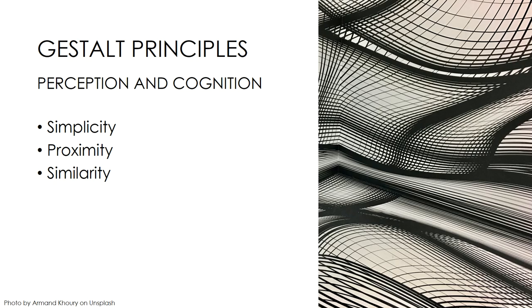We as humans are always looking for patterns, form, and structure. So from this idea, there's a set of rules for human perception called the Gestalt principles. There are a handful of these principles, 7 or 8, but for data visualization, we're going to talk about 3 of them, the 3 that I think are the most relevant. These are simplicity, proximity, and similarity.